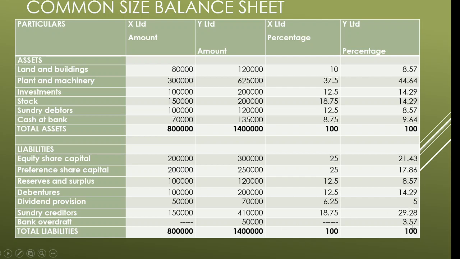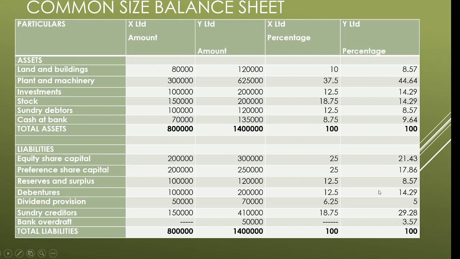Now we can make out the percentage of different liabilities to the total liabilities. So in case of firm X, both the equity share capital and preference share capital are 25% of the total liabilities. You can make out here that they are the highest. But in case of the second firm, Y Limited, you can see that sundry creditors are 29.28% of the total liabilities. So that is the highest amount. And the next item here is the equity share capital, which is 21.43%.